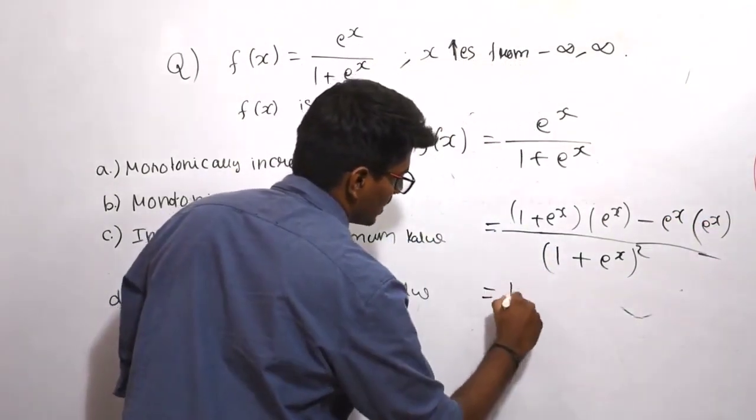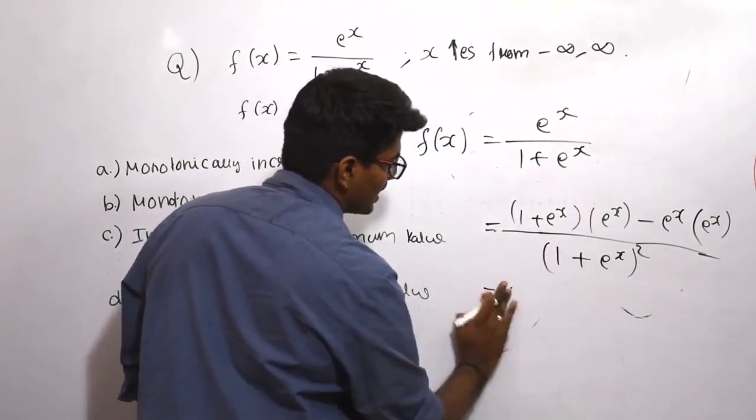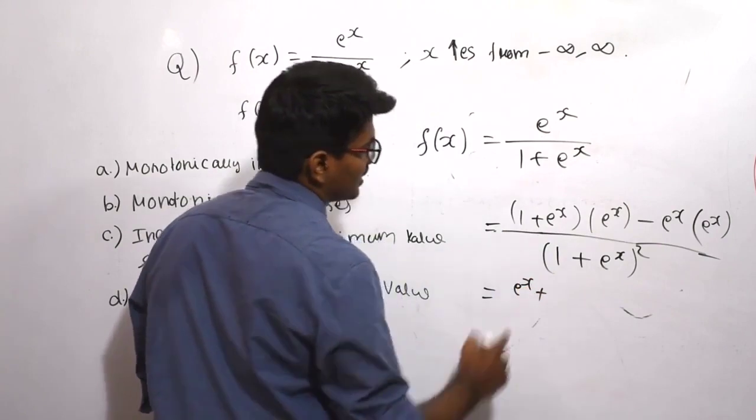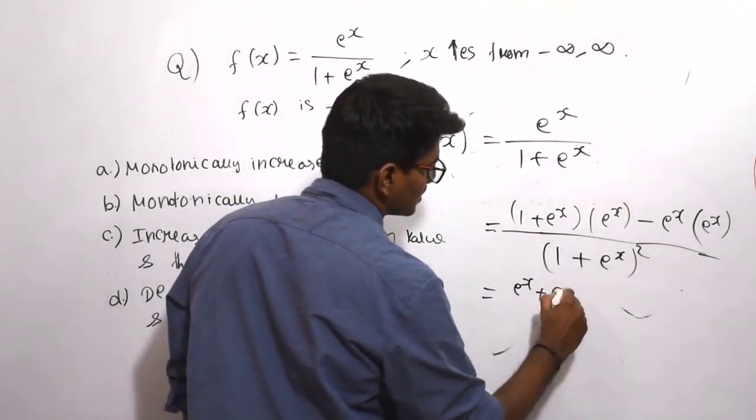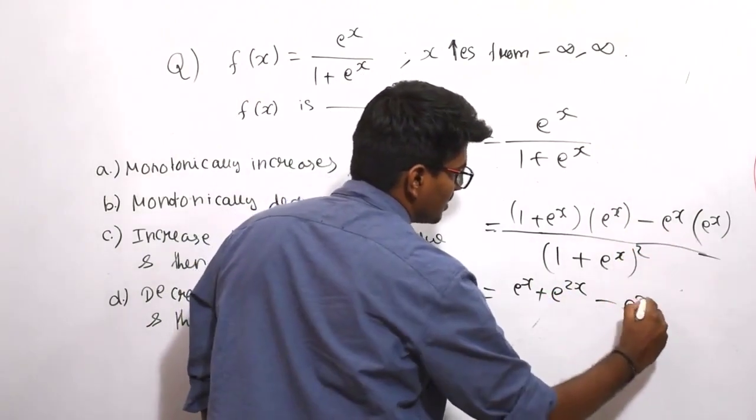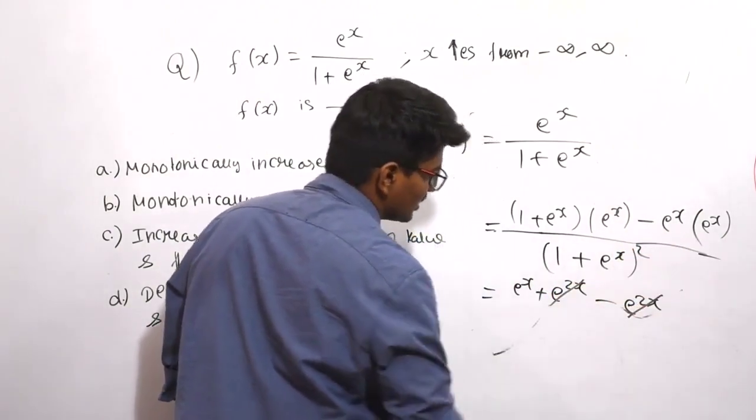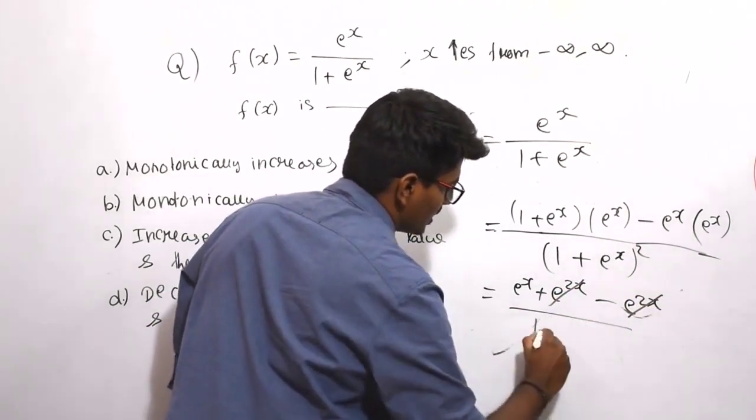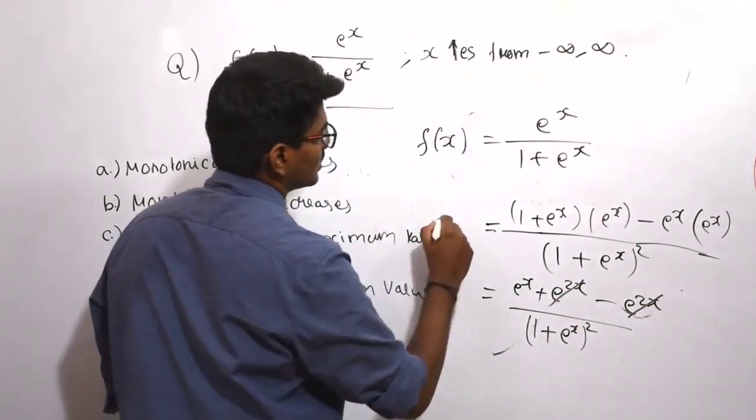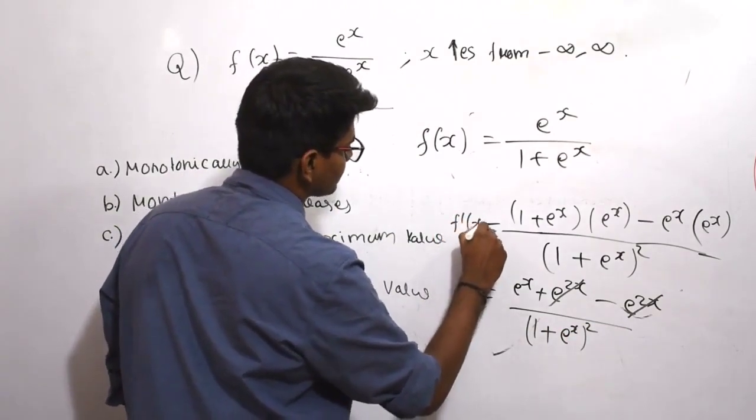Now what is happening here? If I rearrange it, 1 into e power x plus e power x into e power x, it will be e power x plus e power 2x, minus e power x into e power x, which is e power 2x. So this and this will get cancelled off. So it is e power x by 1 plus e to the power of x whole square. So this is my f dash of x.